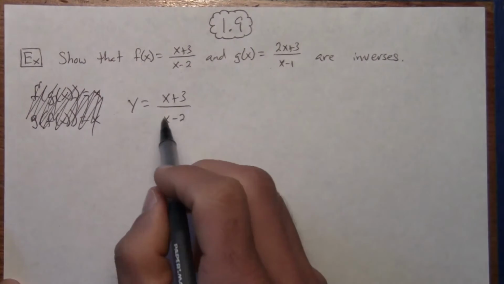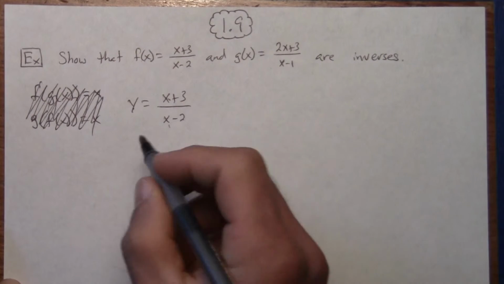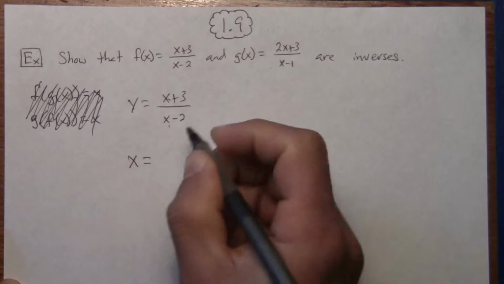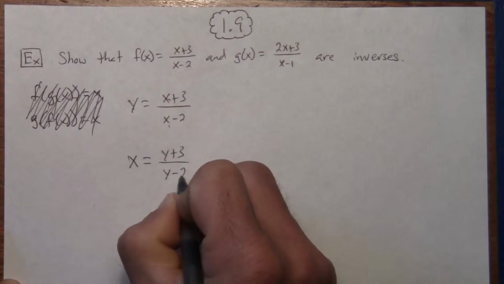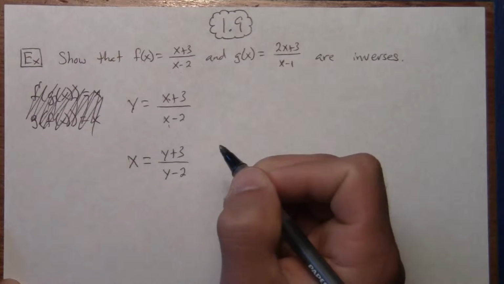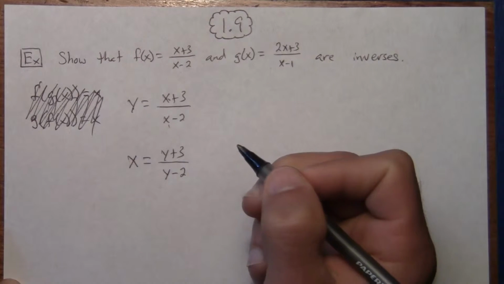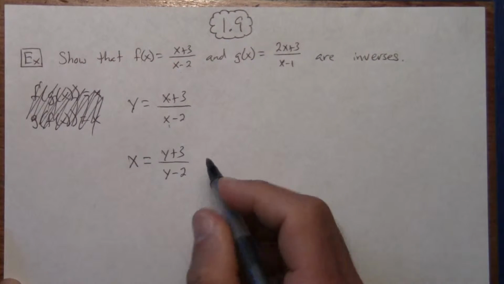So first step, I know I'm supposed to take all the y's, change them to x's, all the x's, change them to y's. So I am now going to have x is equal to y plus 3 over y minus 2. And now second step and last step is solve for y. So it sounds simple enough, but depending on the function, that could entail a lot more work.